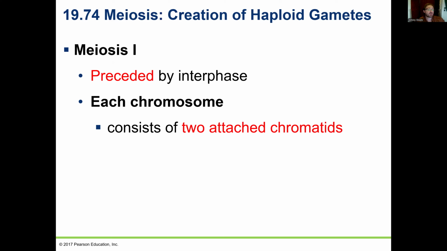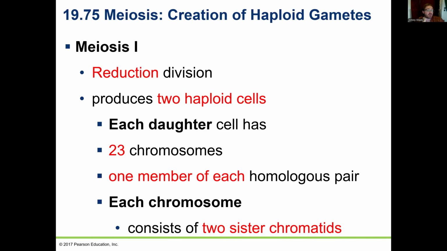So here, meiosis 1 is preceded by interphase. Each chromosome consists of two attached chromatids. We have reduced division, which produces two haploid cells, and each daughter cell has 23 chromosomes, one member of each homologous pair. So we haven't lost any genes. We just have reshuffled and lost some alleles within a gene.